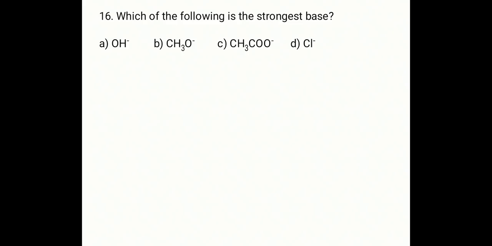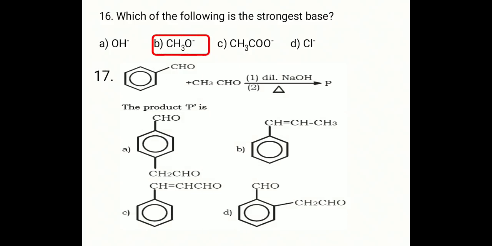16th, which of the following is the strongest base? Strongest base is CH3O minus, because weakest acid is alcohol. Weakest acid is alcohol, hence strongest base is CH3O minus, remember. So 17th, in this case it is cross aldol condensation, so the reaction takes place. If you write the very simple reaction, you are going to get C as the answer in this case.